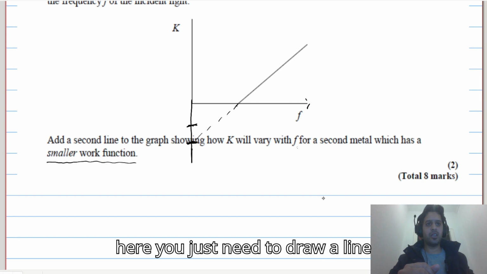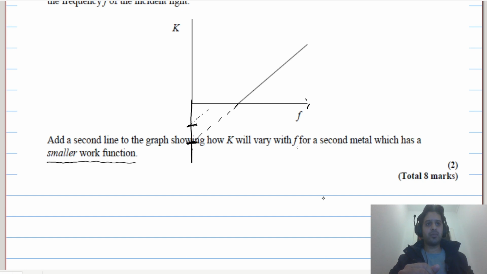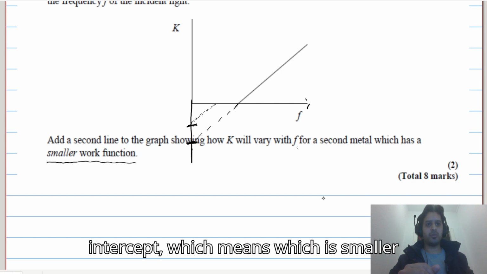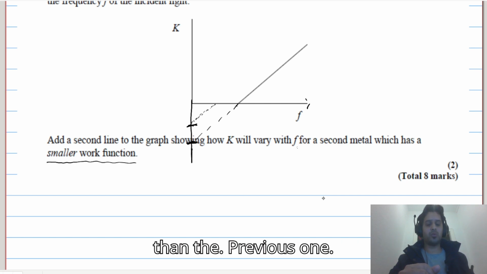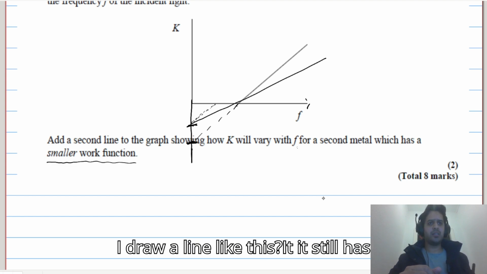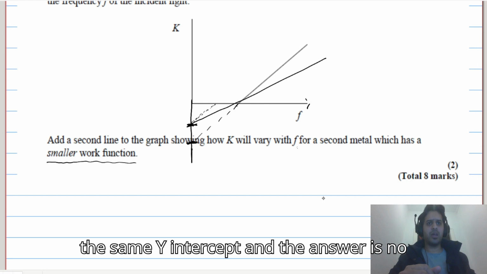So maybe just here, you just need to draw a line which would correspond to this y-intercept, which is smaller than the previous one. What about the slope of the line? Can I draw a line like this? It still has the same y-intercept.